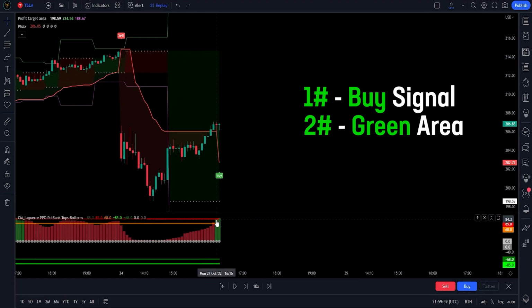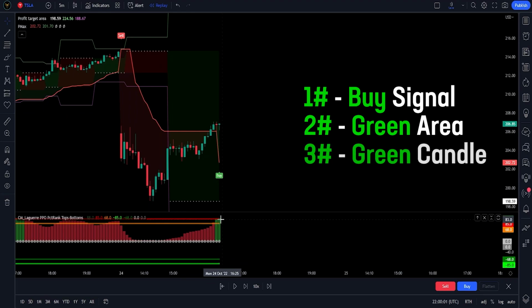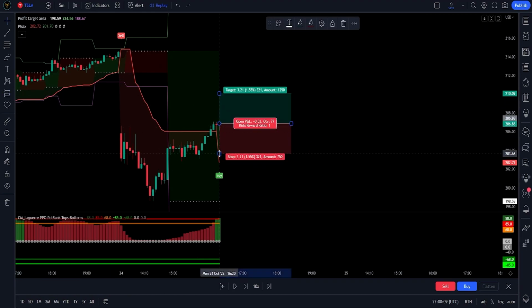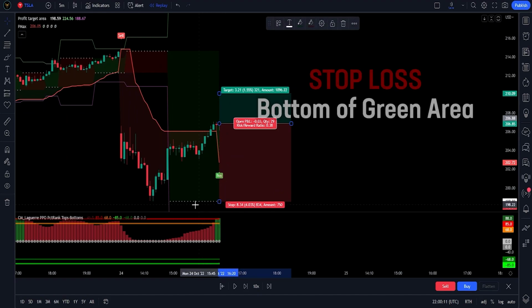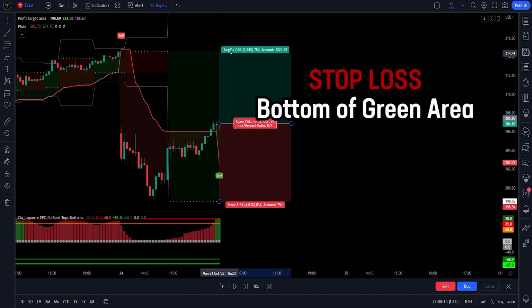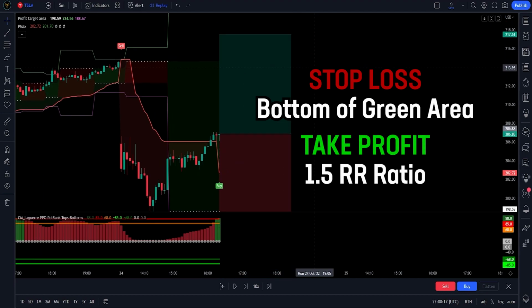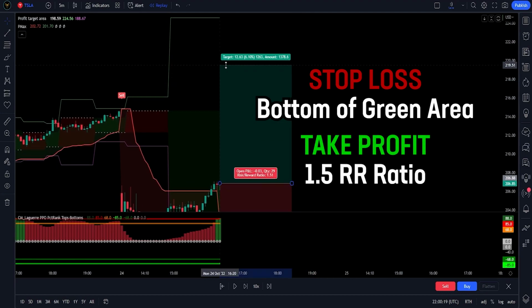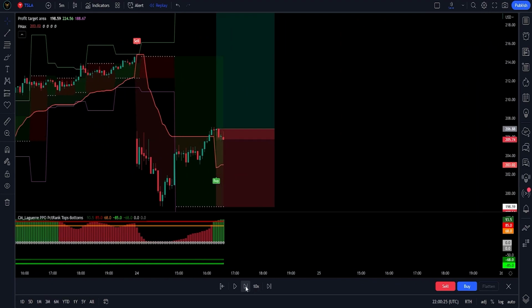Our final rule is that our CM Laguerre histogram gave us a green candle, signaling once again that we are in a bullish direction of a market. Now that all 3 of our conditions are met, we can confidently enter a long position. Like I mentioned previously, our stop loss will be placed at the bottom of our green colored profit target area, and the risk to reward ratio will be 1.5. Now let's see how this plays out.